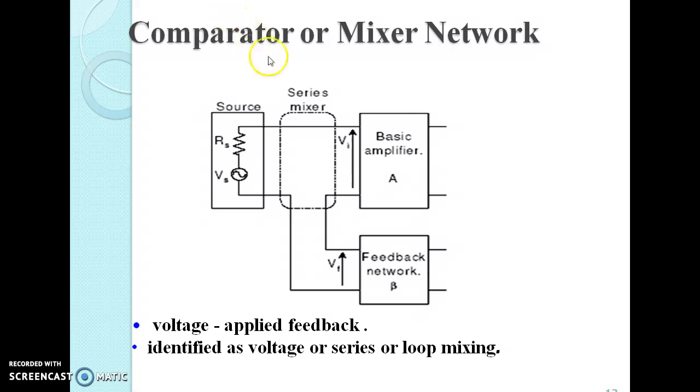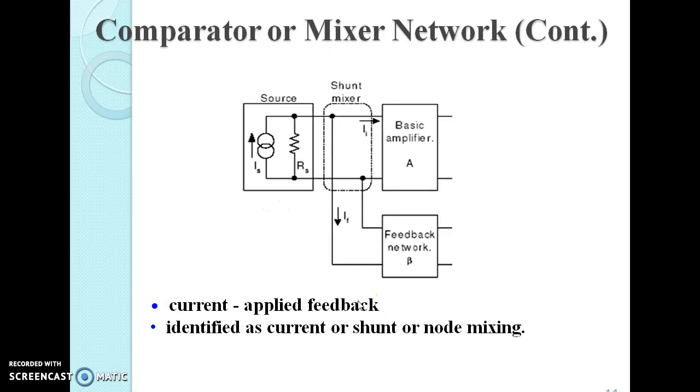Then we have the comparator or the mixer network, which is at the input side. Over here, the feedback network and the source are connected in series and there is a loop here. So this type of network is referred to as voltage or series or loop mixing. Another one is where the feedback circuit is connected in shunt across the source, and this type of network is identified as current or shunt or node mixing. So this is a node mixer or a shunt mixer or a current mixer.